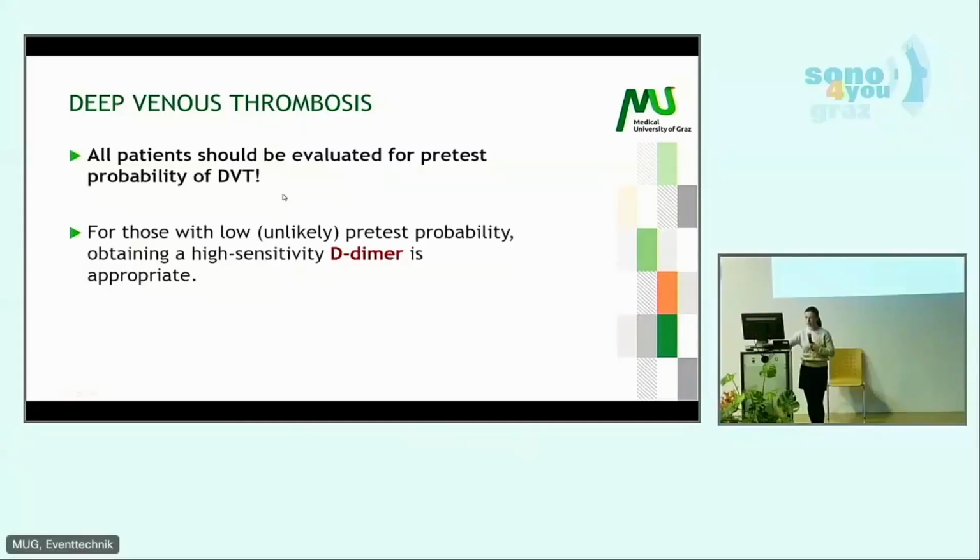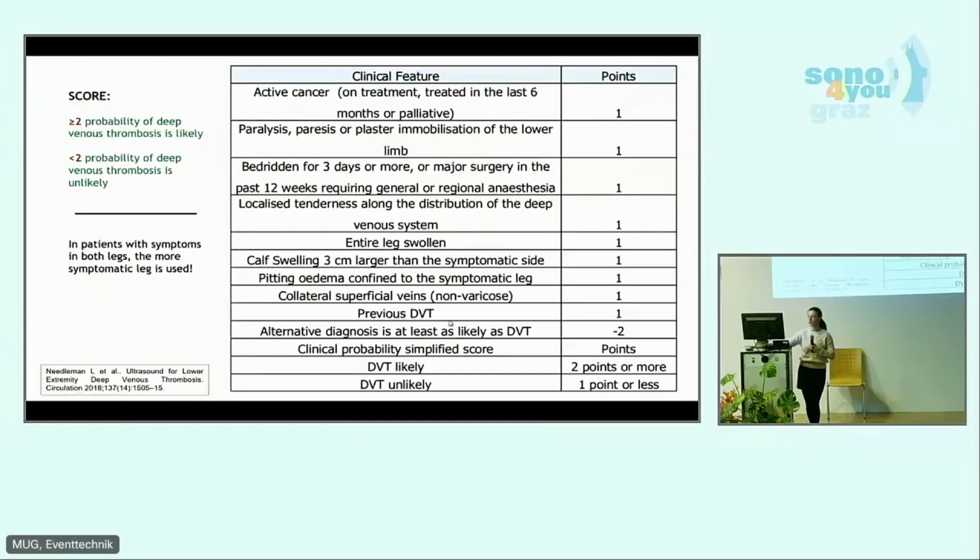We are not going to do and order some expensive examinations. We are going firstly to try to evaluate the pretest probability of deep venous thrombosis. And we are doing it by looking at the Wells score.